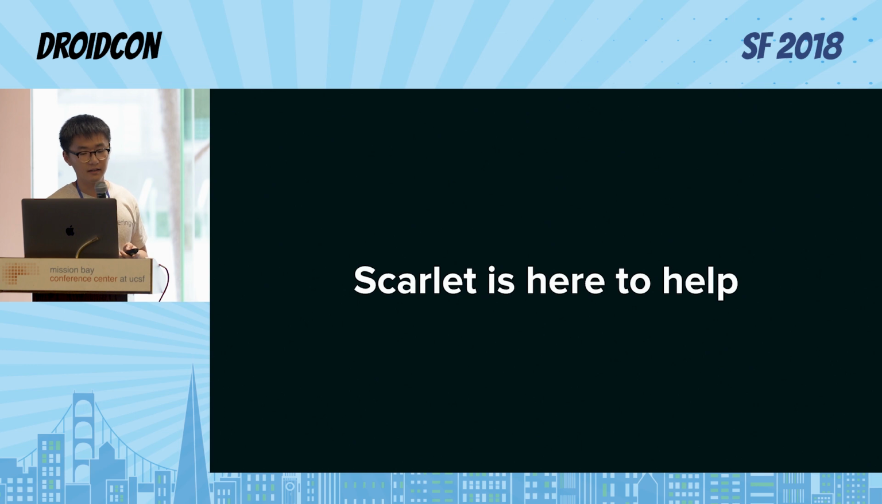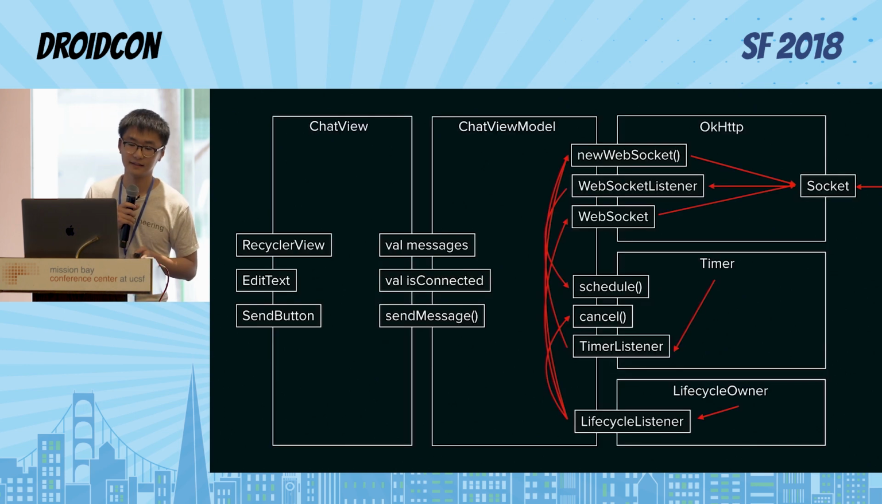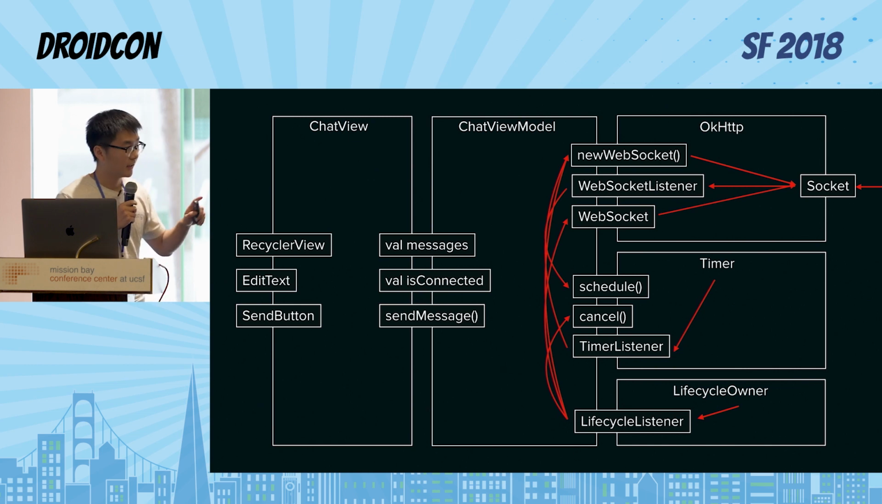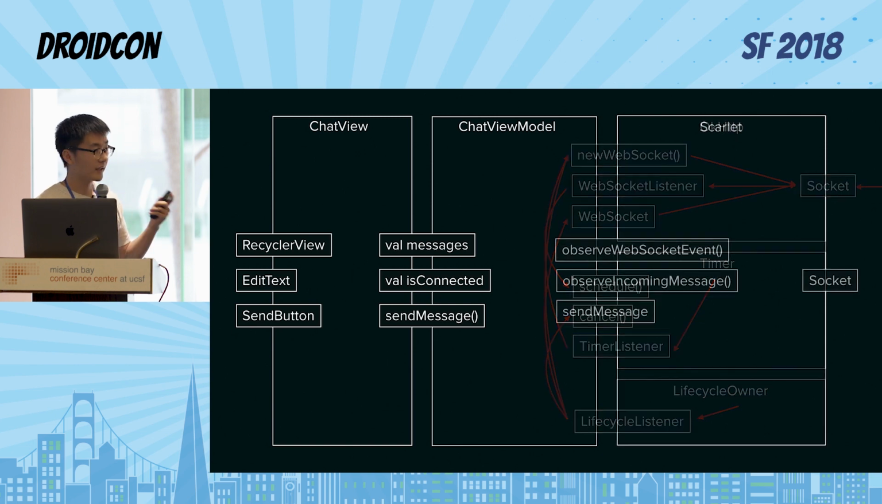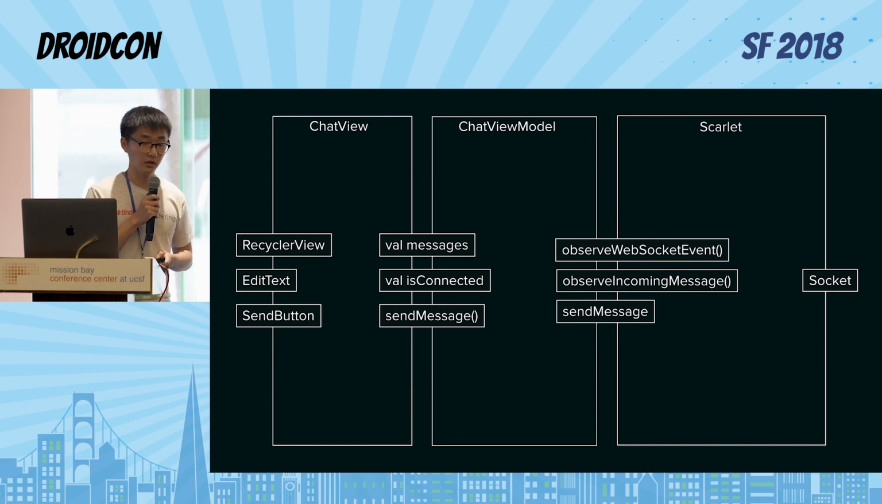We created Scarlet to make WebSocket simple on Android. Instead of having a giant view model that takes more than 1,000 lines of code, you can leave the complexity to Scarlet and write the view model in just 10 lines of code.